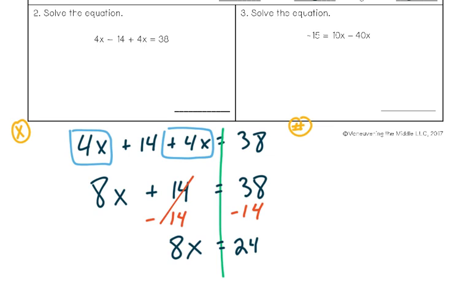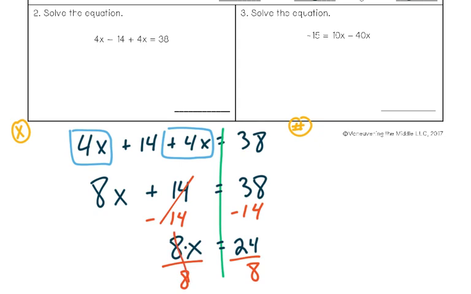It's an 8 and an x next to each other, which means times. So I need to get rid of it. The opposite of times is to divide, so I'm going to divide by 8. If I do it to the left, I have to do it to the right. So 8 divided by 8 is 1, so it cancels.